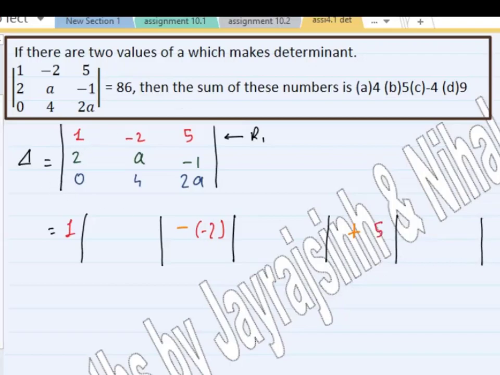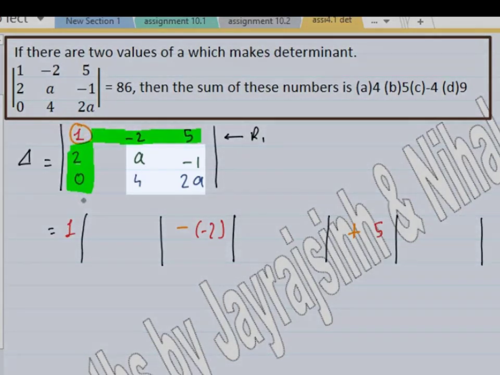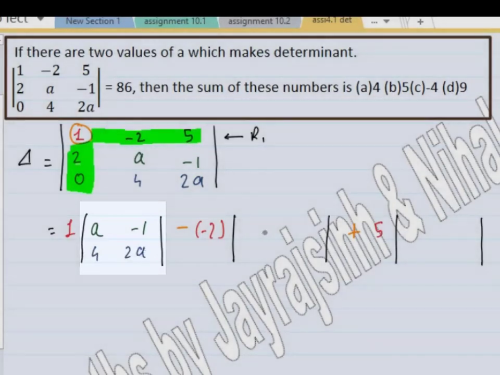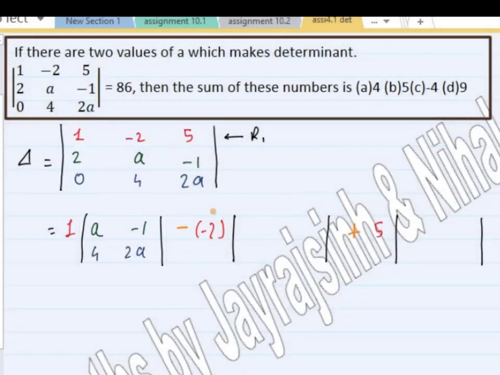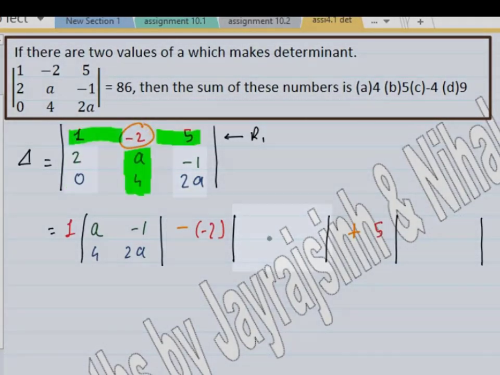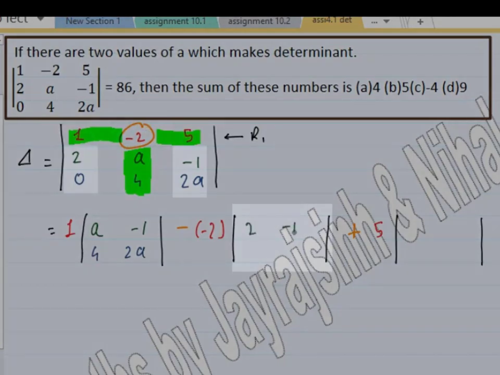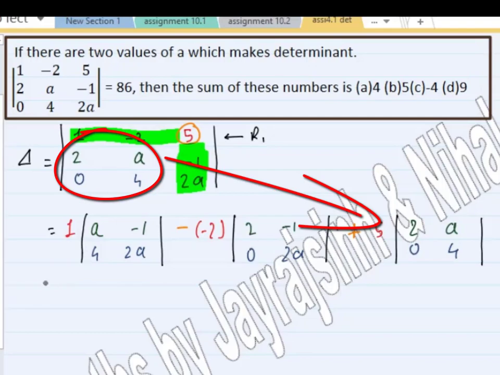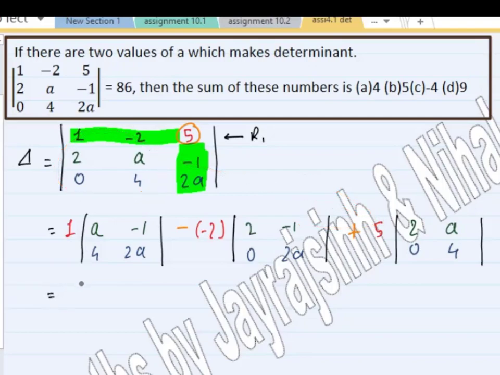Okay, now we have to fill the first determinant by eliminating the first row and first column, and it will give us minus 1 and 4, 2a, right? Similarly, the second determinant will be filled by 2, minus 1 and 0, 2a, right? And the last determinant will be a, 0, 4. Now we just have to simplify it.